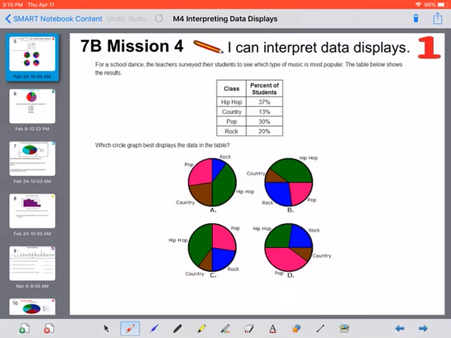Today we are doing Unit 7B, Mission 4, looking at different types of data displays. So we're going to be answering all different sorts of questions about pie graphs, histograms, line plots, bar graphs, all that fun stuff today.